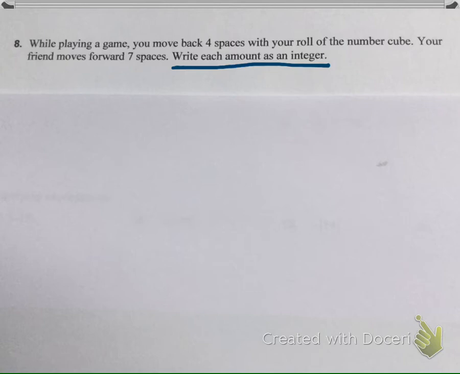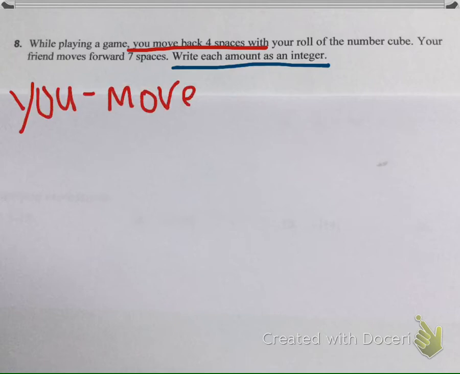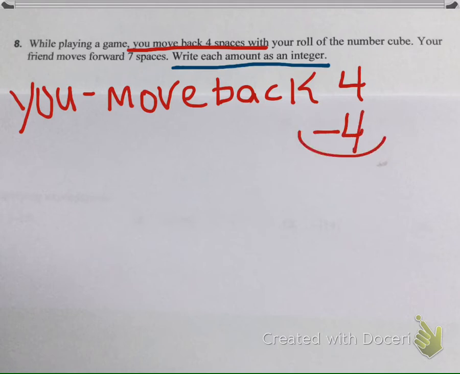That's it. So what you've got to think about here is where it says you move back 4 spaces. So I'm just going to write, you move back 4. That's basically what I'm going to write as an integer. If you are moving back on a game or anywhere, would that be a positive number or a negative number? Moving backwards would be a negative. So to write that as an integer, I would write that as -4. That's my integer. That's all they're asking you to do on this type of question.